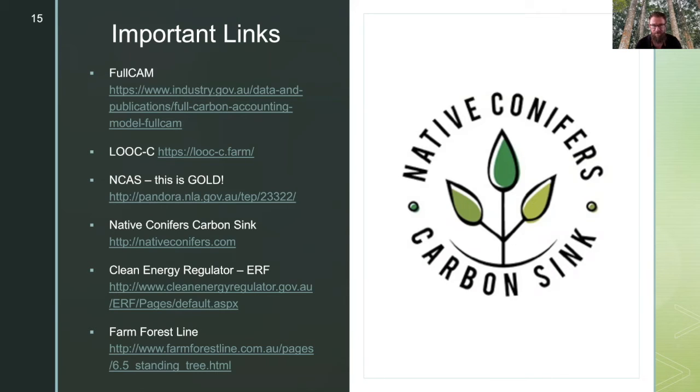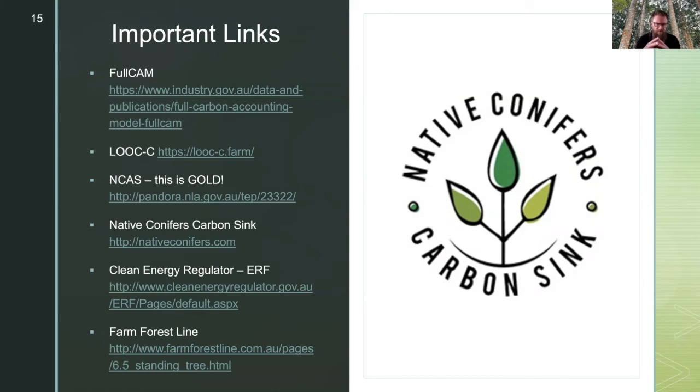But unless you're particularly adept and interested in that, it's a very complicated program to learn how to run. A much simpler one to see how carbon gets generated in the landscape is to use the Look-See tool, which is the second link down there.